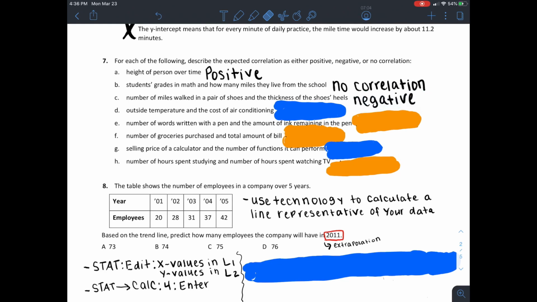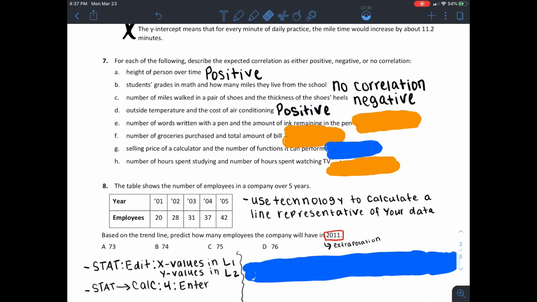D, outside temperature and the cost of air conditioning. Well, I know from personal experience that the hotter it is outside, the more expensive it is to cool down my house. So as the temperature rises or increases, the cost of my air conditioning also increases. So that's going to show a positive correlation. Both variables are increasing.